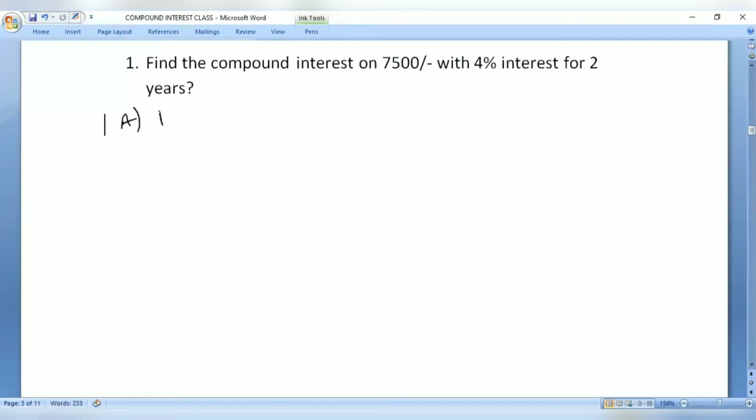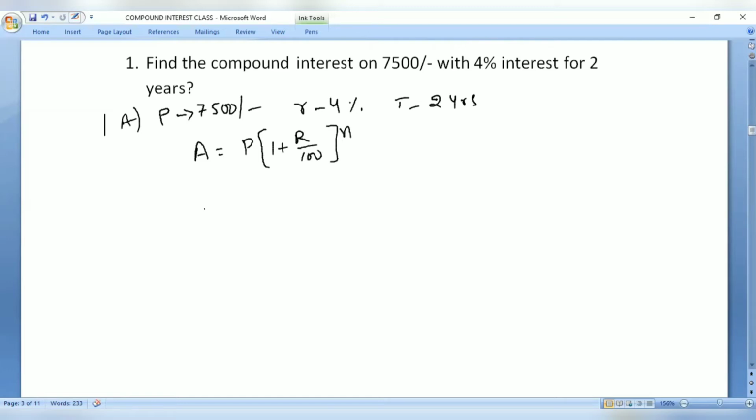Now let us write the variables. We know that principal is 7,500 rupees, rate of interest is 4%, and time period is 2 years. So the formula for amount, let us first calculate. Amount equals P into 1 plus R divided by 100 whole power N. So the principal is 7,500 into 1 plus rate of interest, 4 by 100, whole square. So 4 by 100 means 4 ones are 4, 25s are 100.